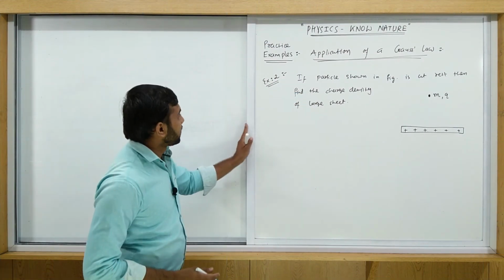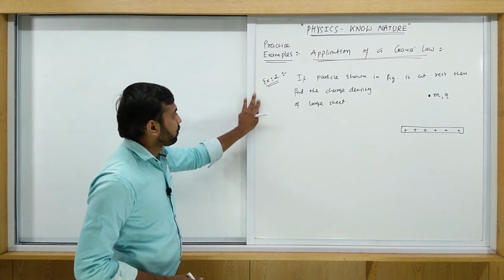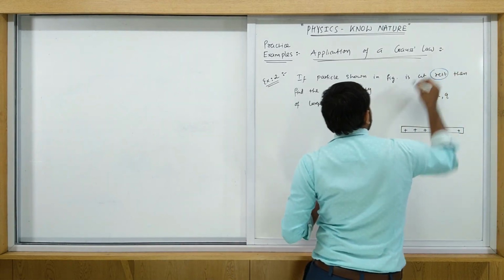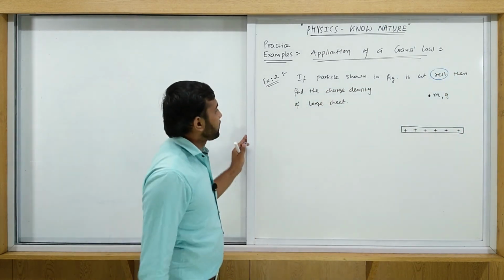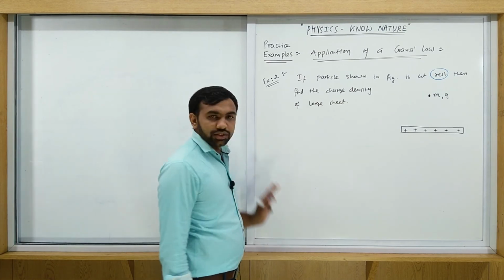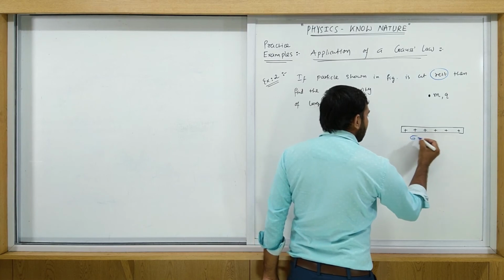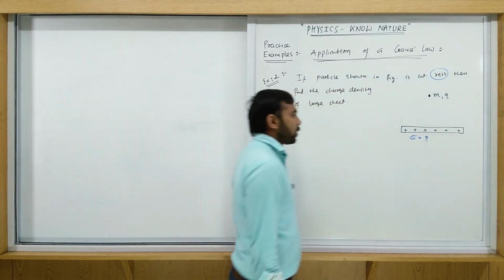Okay guys, let's see the next example. Example number 2. If the particle shown in the figure is at rest, then find the charge density of the large sheet. Suppose this is the large sheet, and here this particle is given to us. Let's consider the charge density sigma.